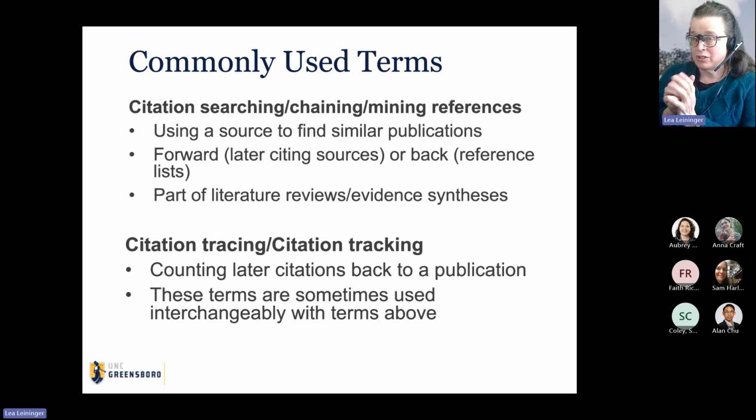There are other terms that are used, citation tracing and citation tracking. Often these are used to refer to counting citations to a source, or some way to examine the impact of a source. It's just a slightly different goal. And every now and then, people do use these terms to refer to just finding a bunch of sources. What I'm going to focus on in this presentation is looking for sources that cite back to a specific publication.